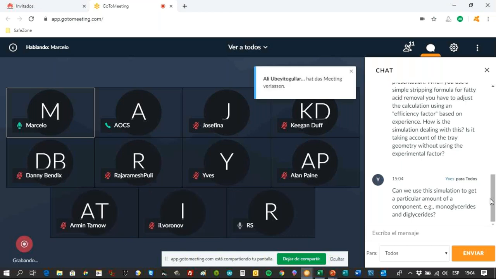Okay, why? Because we are considering the mass transfer, and of course, the temperature dependent properties of the different compounds, such as vapor pressure, vaporization heat, diffusivities, and so on.